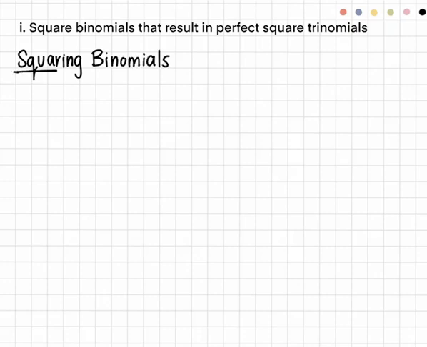Squaring binomials. Okay, so that's like (a plus b) squared. So as I was saying, you could use algebra tiles, or you could use the patterns. We're going to use patterns for this, and I'm going to give you the steps of how to do this. We're going to write out all the steps, and then we'll jump into an example. Okay, so what you're going to do first in step 1 is square the first term.